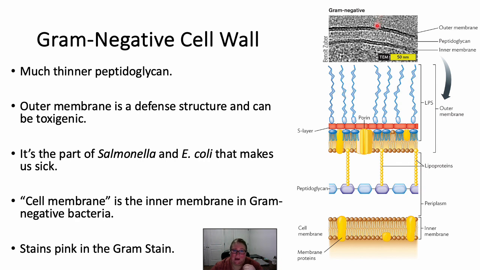And if we're looking at the micrograph, we're going to look for two membranes here. You can kind of see the peptidoglycan layer between the two membranes, but it's so thin it's not as easy to see as on the previous gram-positive slide.